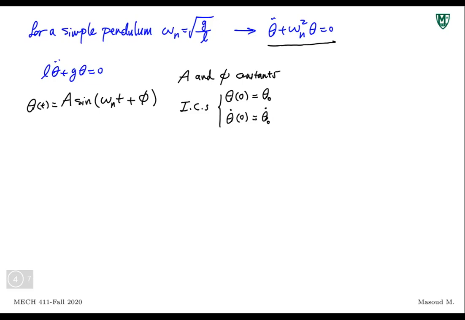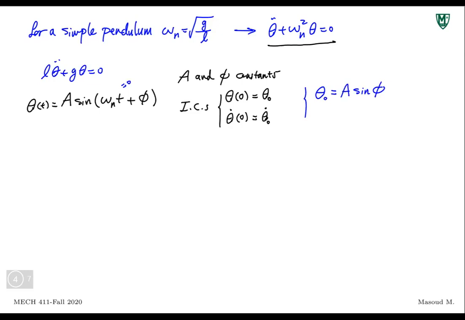So now I have a differential equation. I propose the general form of the solution, and I have initial conditions. I can use these initial conditions to find those two constants that are unknown at the moment. How do I do that? Well, I'll just plug them in. If you put t as 0, you'll get theta naught is equal to, just put t as 0 here, it becomes A sine phi. This is the first equation.